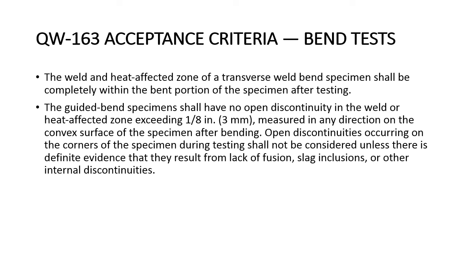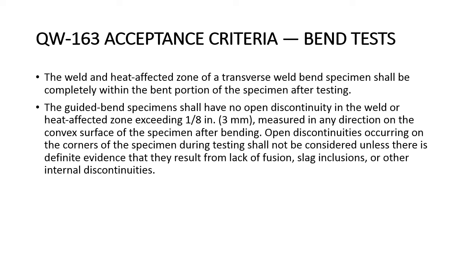So what's this telling us? This is telling us that the weld and the heat affected zone of a transverse weld bend specimen shall be completely within the bent portion of the specimen after testing. Let's say you get this misaligned and your weld isn't bent. You bend a piece of the base metal, and your weld metal isn't in the bend. You've got to discard that piece and start over. So you've got to make sure you get it lined up, and when it goes through, the weld's got to get bent. Just sending this through with the base metal bending does not count.